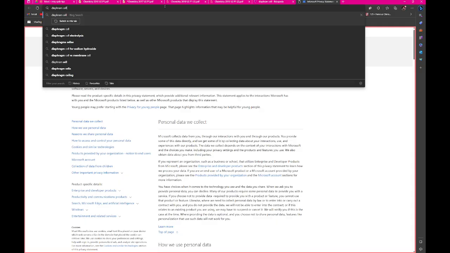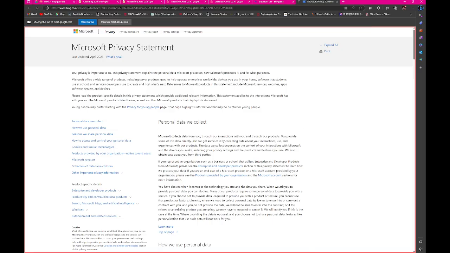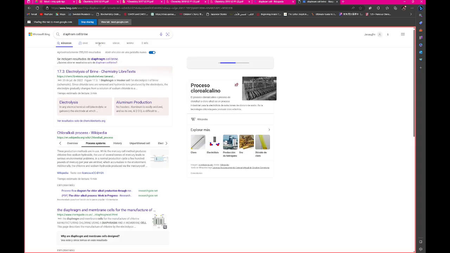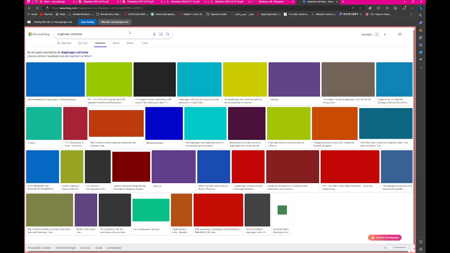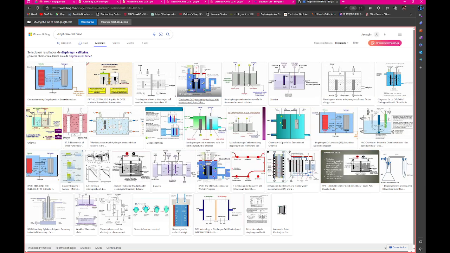Brine extraction. Let me just put brine. So let's see what's happening here. Images of the structure. I hope it gives me a diagram and doesn't give me a whole factory view of what happens. Alright, so we're saying here that we have the anode. Where's the anode? Alright, where it gives us the material.